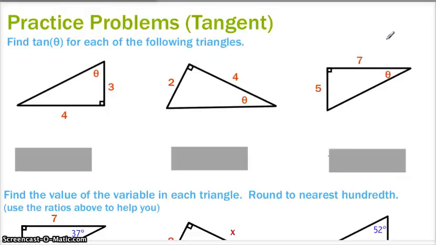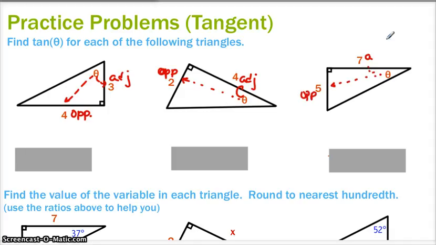It says find tangent theta for each of the following triangles. First thing I would do is label. The 4 is the opposite. The 3 is the adjacent. The 2 is all the way across the figure here. It's the opposite. The 4 is adjacent. For the third one, 5 is the opposite. 7 is the adjacent.